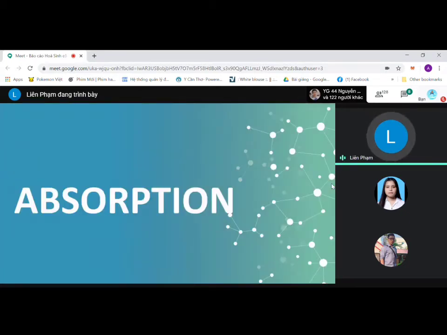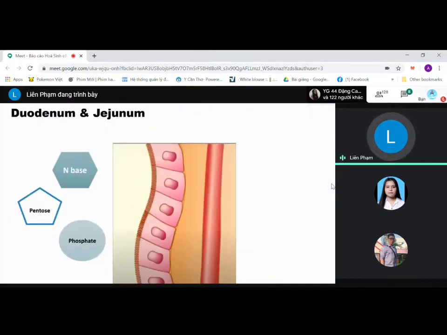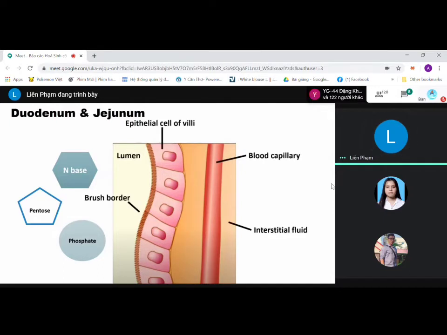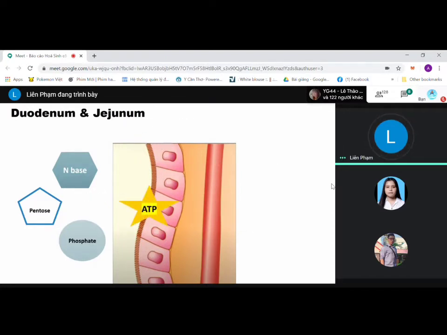These products then will be absorbed. The absorption occurs mainly in the duodenum and jejunum of the small intestine. At the intestinal villus, all nucleic acids are absorbed as nitrogenous base, pentose sugar, and phosphate ions. Membrane transport proteins will carry the products of nucleotide digestion into epithelial cells from the lumen. Some involve active transport and others involve secondary active transport.